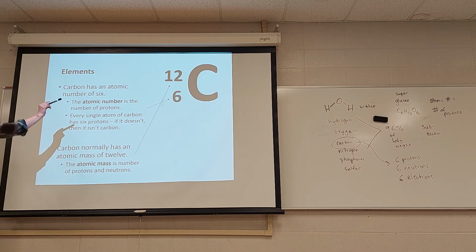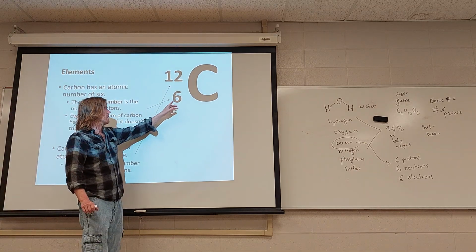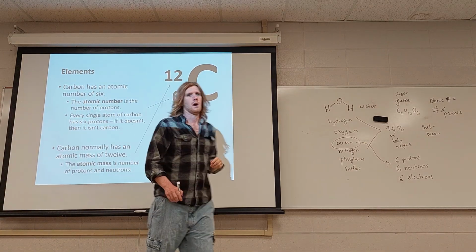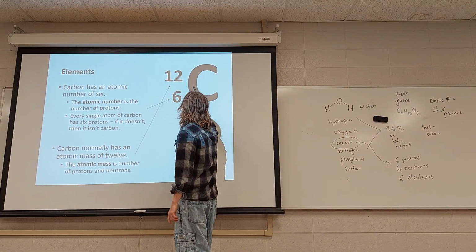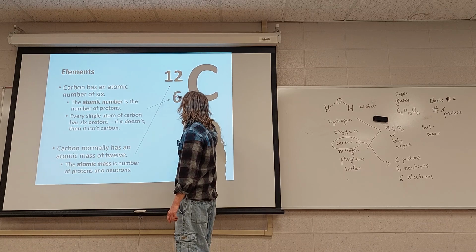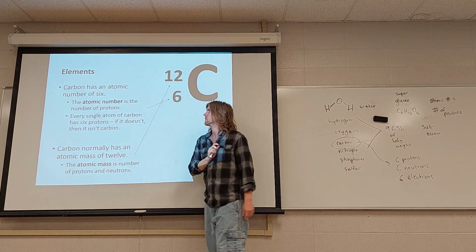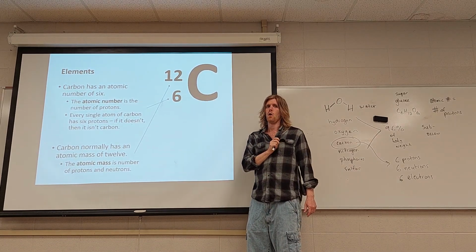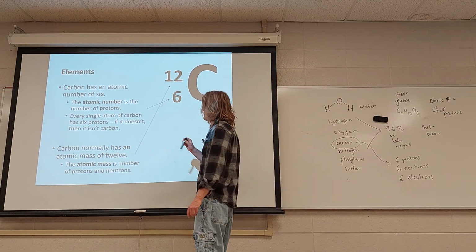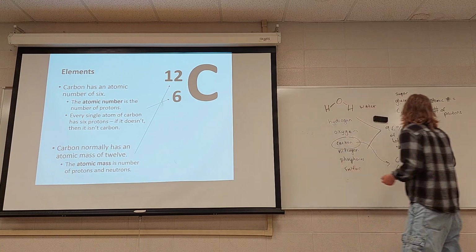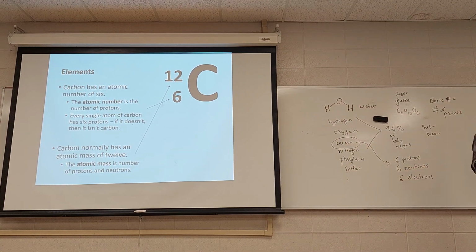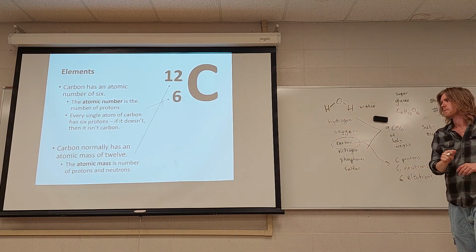We defined atomic number as the number of protons. Often you'll see elements written this way, with the elemental symbol here, and then the atomic number right here, and then above it, you've got what's called the atomic mass. So, atomic number is just the protons. That never changes. If it's not 6, it's not carbon.